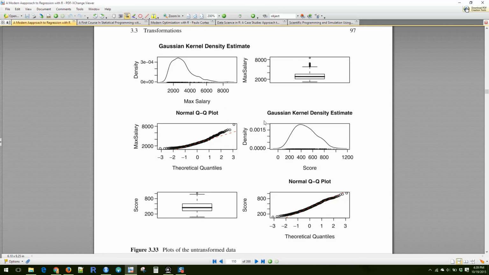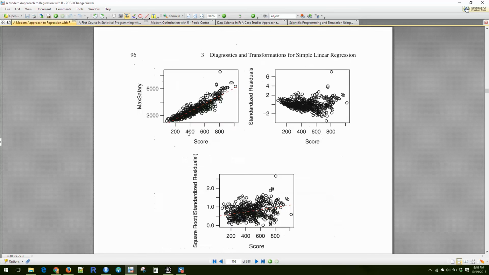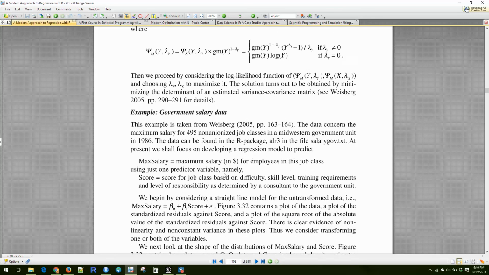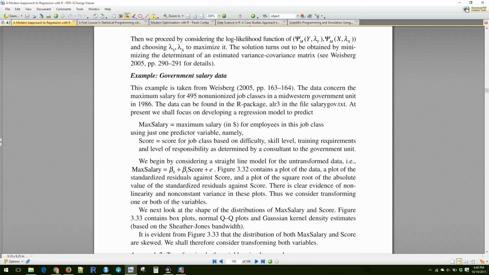So this is our data here. We're looking at government salary data, okay? And what we're going to look at is the response variable, which is, in 1986, we looked at 495 job classes. So if you worked for the government, perhaps you were an accountant, or perhaps you were a secretary grade 3 or secretary grade 2 or something like that.